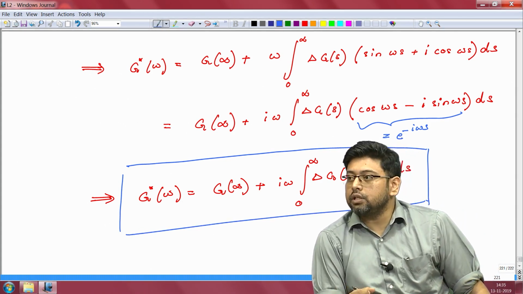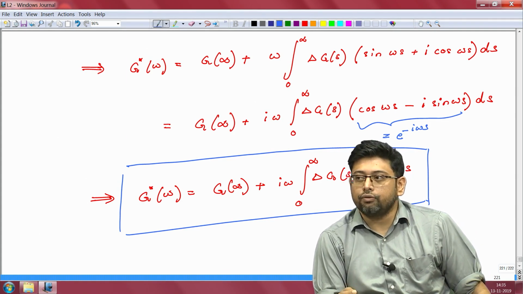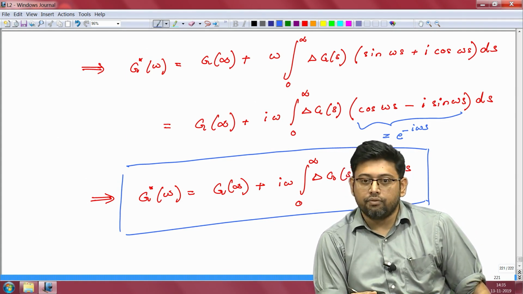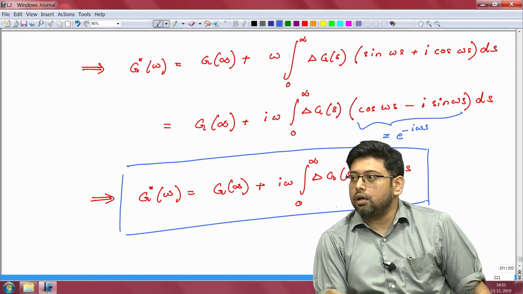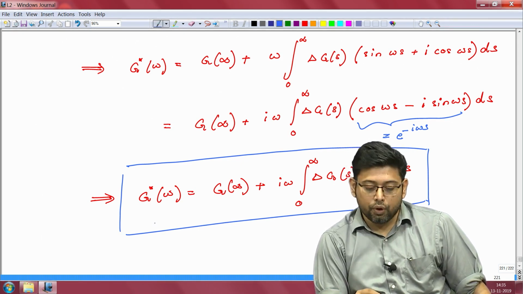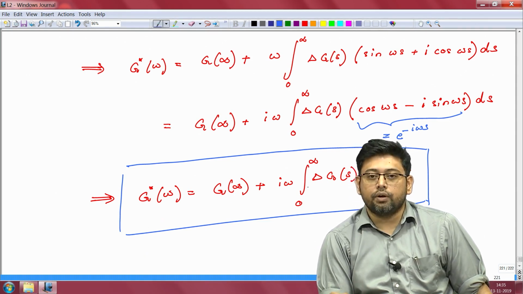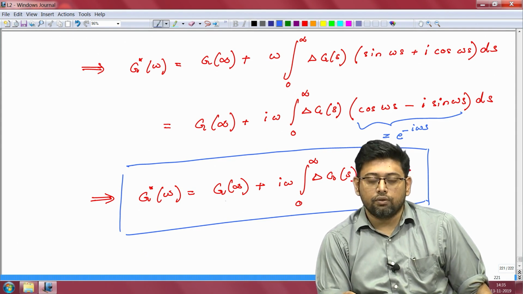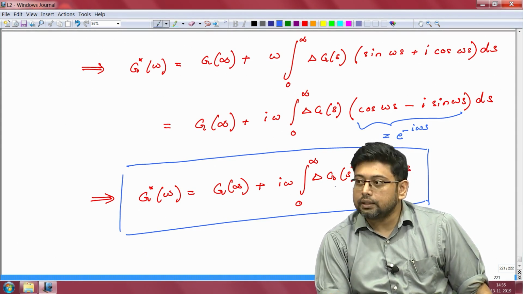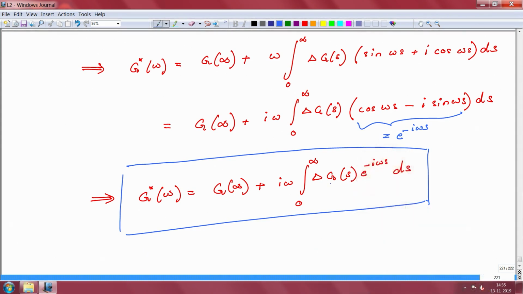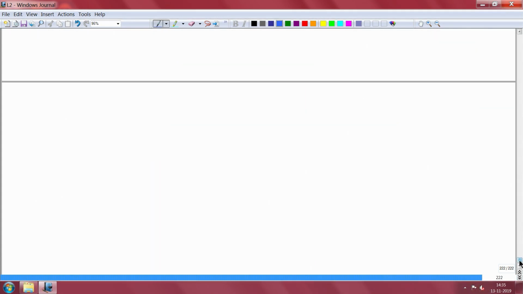G(t) is a response that you can determine separately, and if you can rewrite it as G infinity, a constant term, plus a time varying function, then this is the method by which you can compute the complex modulus analytically from that. Obviously, here we imply that the functional forms of G infinity and delta G s must be known to us. Okay. Now, we will go on with writing this entire thing in the form of e to the power i omega.